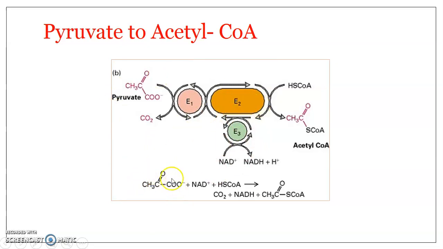So the pyruvate plus the NAD plus the coenzyme A will give rise to acetyl coenzyme A, NADH and H plus, and carbon dioxide. So this is the whole step.